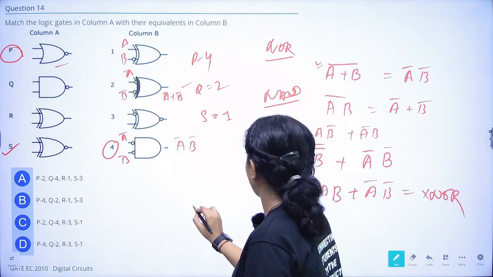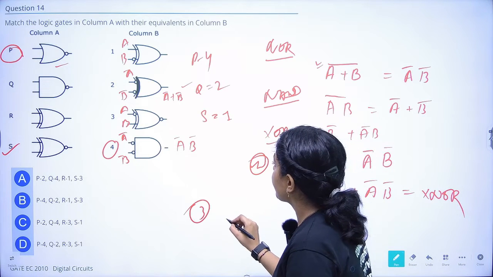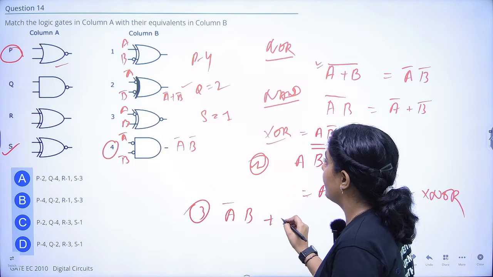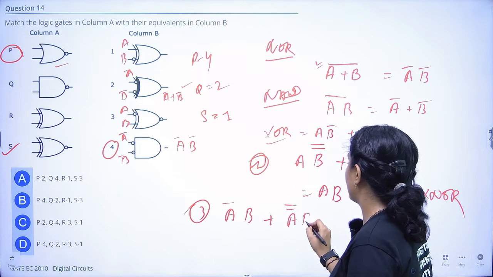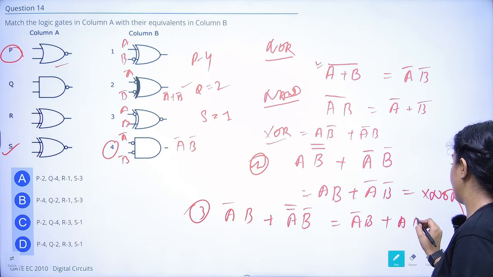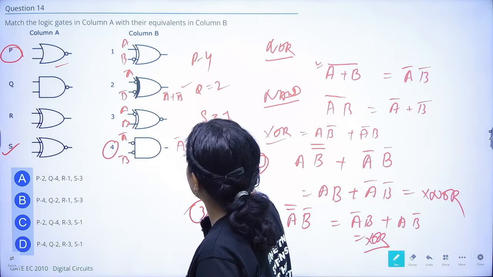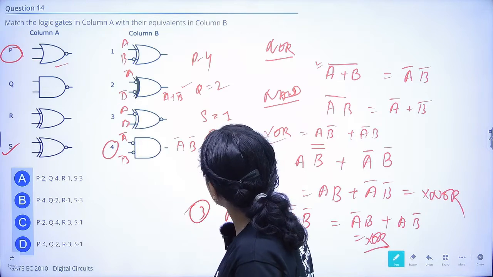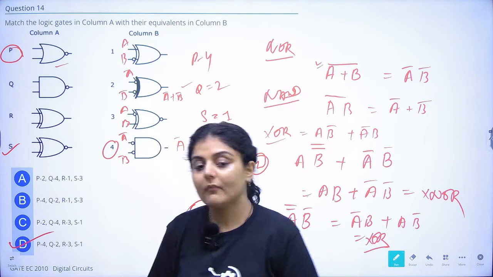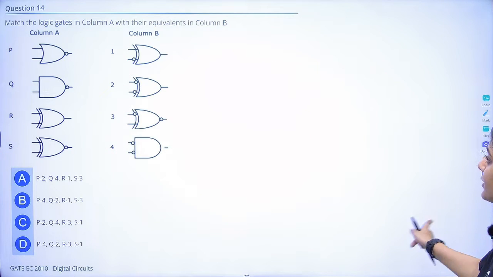Let's solve for 3 also. So this is A, this is B, right? So this is A bar B plus A bar bar B bar. So this is what? XOR gate. So XOR gate is R. R is equal to 3. Which of the options satisfies? So this will satisfy, right? Option D will satisfy. Moving on to the next question.